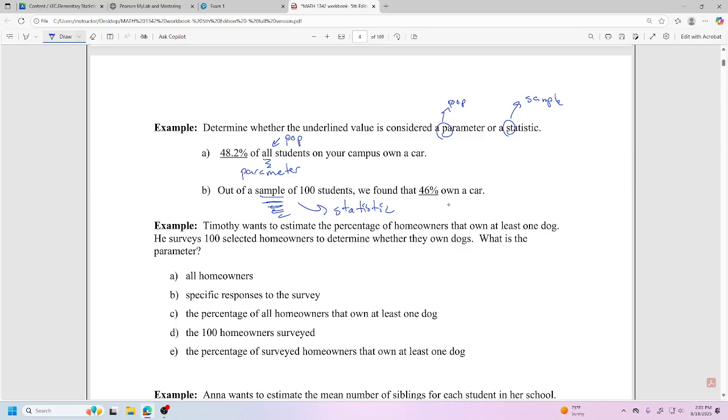So wants to estimate the percentage, owns at least one dog, 100 people selected, ask if they have dogs. What is the parameter? So again, this is the math for what? Exactly, the population. So this is the math for the population. Which one makes the most sense here? You tell me.